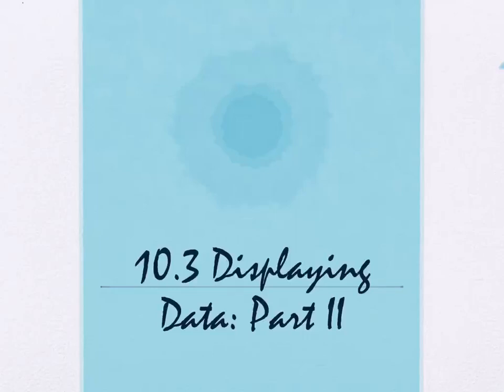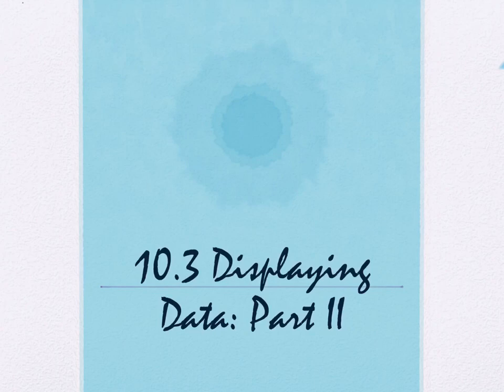10.3 is displaying data part 2. And so really it's just a continuation of what we did last time in 10.2, which is just more different kinds of graphs and displaying of data. So the first one we're going to look at is one that's actually very familiar to you.